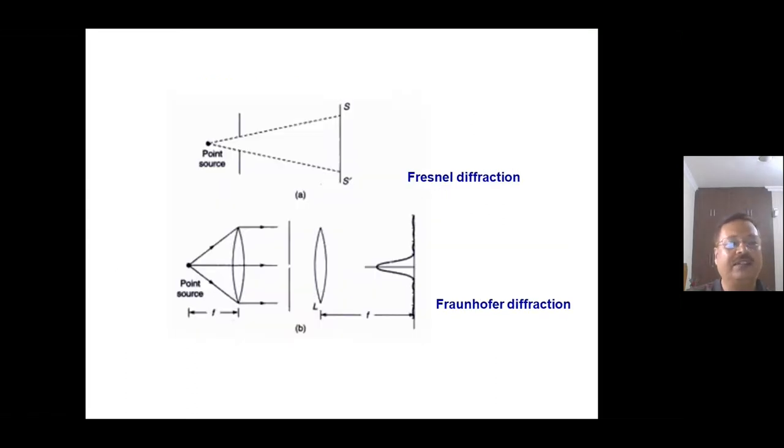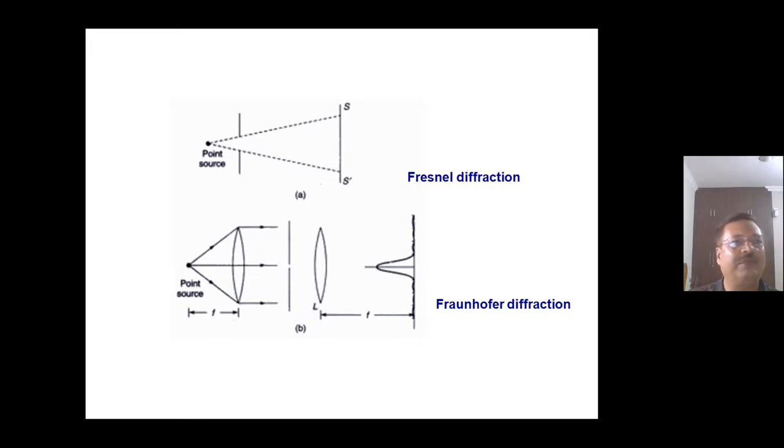In case of Fresnel diffraction, the distance between the source and the screen is finite. And in case of Fraunhofer diffraction, the distance between source and screen is infinity. This term infinity here refers to the distance with respect to the slit width. So suppose I am looking at a distance of 1 meter or 2 meters, and the slit width is say 1 millimeter or half a millimeter.